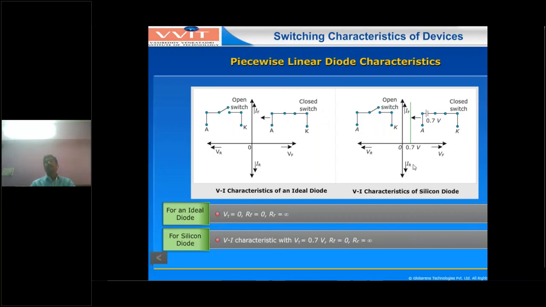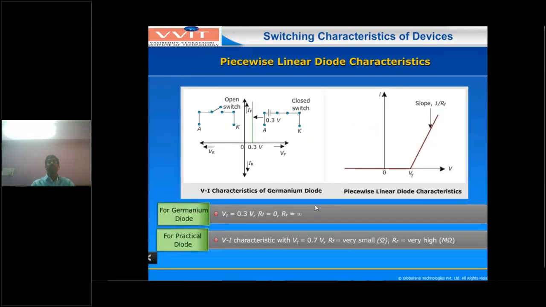Similarly, in the practical silicon diode case, resistance will be neglected: RF equal to 0, and V gamma equal to 0.7 will be considered for the positive voltage. Similarly, for the reverse bias voltage you are applying, the silicon diode also will be an open switch, because the reverse bias case also has high resistance. These are the ideal diodes, which you already know.